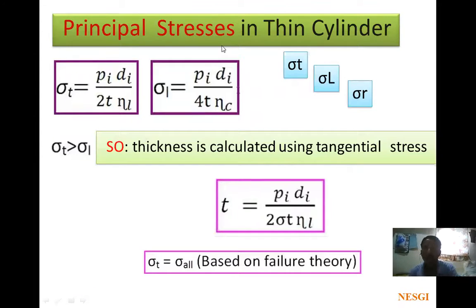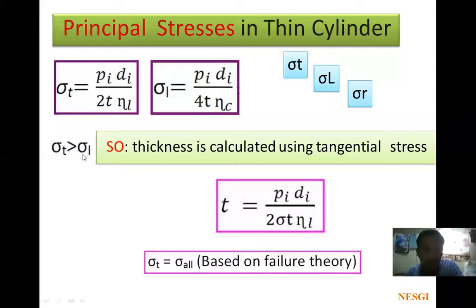Principal stresses in thin cylinders. As I told, there are only two types of stresses in case of thin cylinders, sigma T and sigma L. That is tangential stress and longitudinal stress. Sigma T, sigma L, and sigma R: sigma T is greater than sigma L, and sigma L is greater than sigma R.